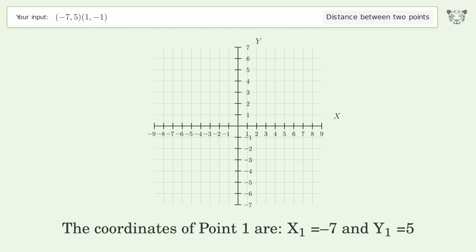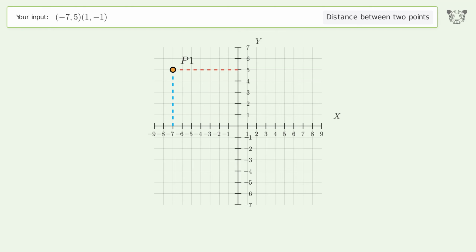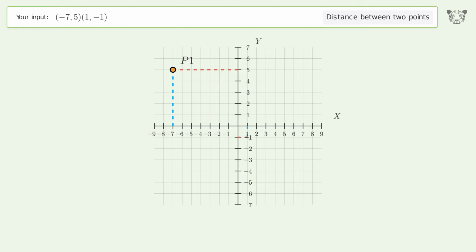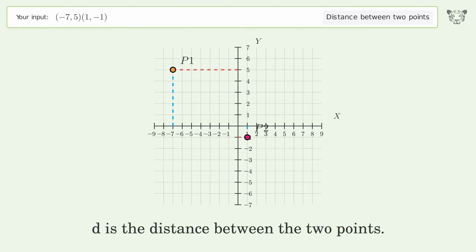The coordinates of point 1 are x1 equals -7 and y1 equals 5. The coordinates of point 2 are x2 equals 1 and y2 equals -1. D is the distance between the 2 points.